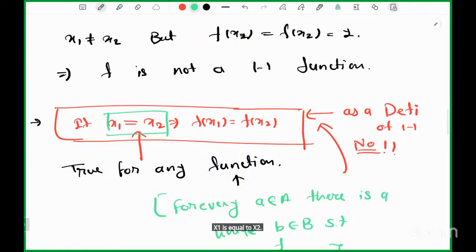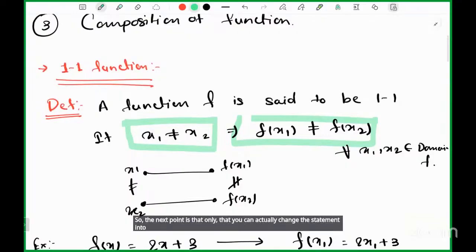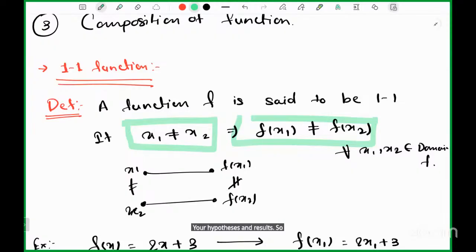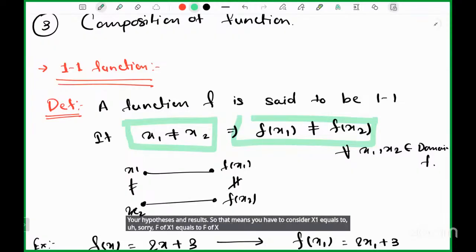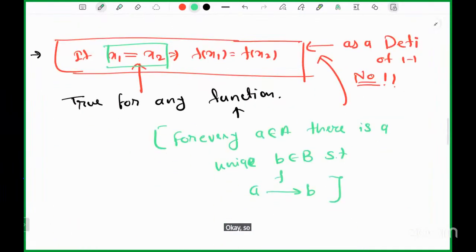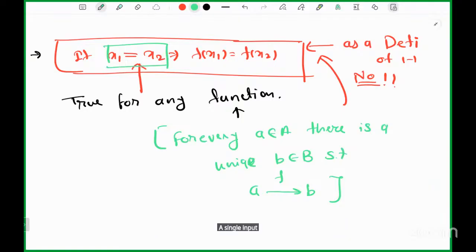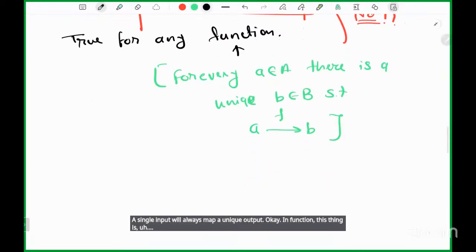The next point is that you can change the statement into equality, but for that you have to change the condition of your hypothesis and result. That means you have to consider f of x1 is equal to f of x2, and then you have to claim x1 is equal to x2. So you cannot consider the earlier statement as the definition of a 1-1 function. It is in general true for any function, because a function says a single input will always map to a unique output.